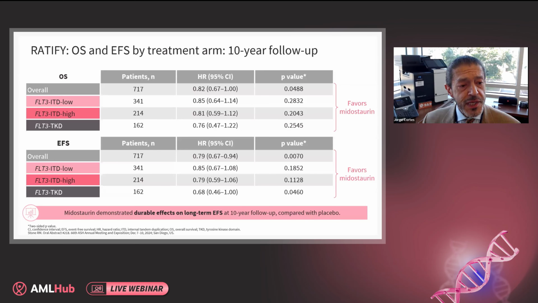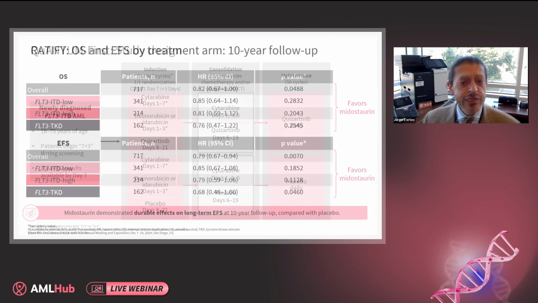But when you look at the subsets of the ITDs, depending on whether they had low or high viral allele frequency, or the TKDs, you see that the TKDs tend to have a trend for a better overall survival and actually somewhat significant event-free survival. So the TKDs seem to do a little bit better in this context in this study. These are subset analyses, so you need to take that with some caution.